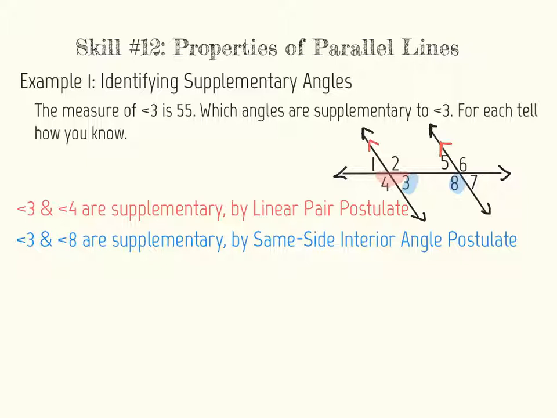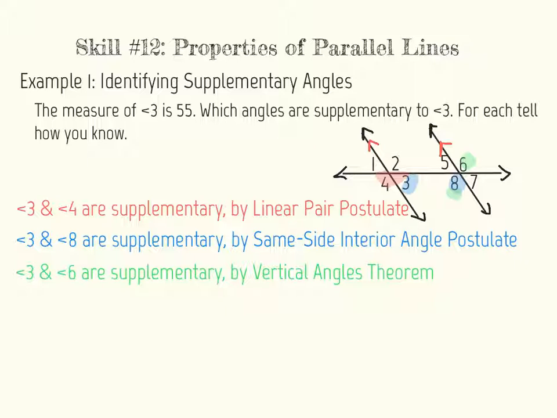Next one we have is, we see that angle 8 and angle 6 are vertical angles, and by our theorem of vertical angles, we know that those two vertical angles have congruent angle measures. So we can say that angle 3 and angle 6 are supplementary by the vertical angles theorem, because we already know that 3 and 8 are supplementary by the same side interior angle postulate. So we had to string two ideas together for that one.